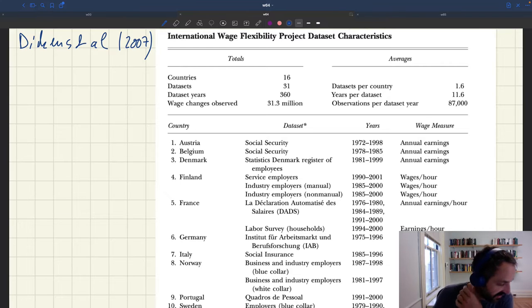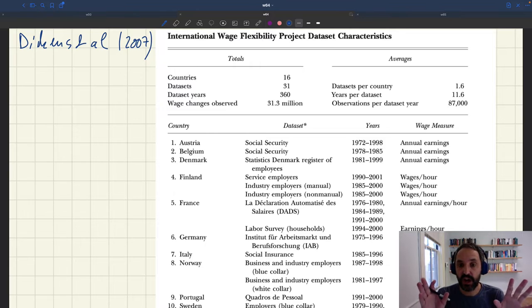So this project was titled the International Wage Flexibility Project. It was run across 16 countries by a number of researchers, and the survey of the results was published in the Journal of Economic Perspectives. And so the idea is to try to look at how wages change across a broad range of countries. And so it was called wage flexibility to see whether wages were indeed flexible or whether there were some rigidities.